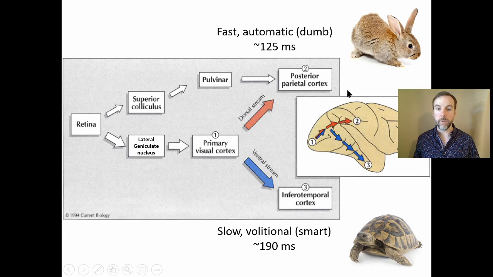And if the fast automatic corrections are caused by the posterior parietal cortex, then by a process of elimination, the slow voluntary corrections must be mediated by the ventral stream, which terminates in the inferotemporal cortex.